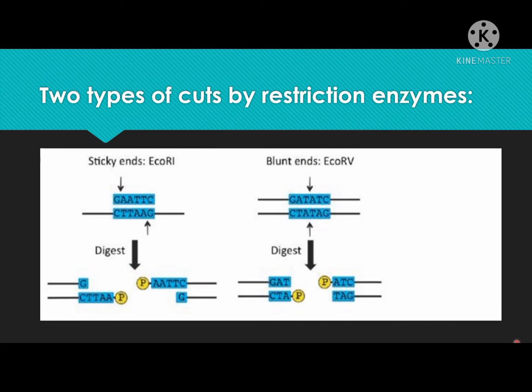Here you can see the sticky end cuts by EcoR1 restriction enzyme. Here one cut occurs and the other cut occurs here, forming sticky ends. You can see how it looks after the sticky end cuts. In the blunt end cuts, EcoRV produces blunt ends. You can see how it looks after the blunt end cuts. So sticky end cuts and blunt end cuts.